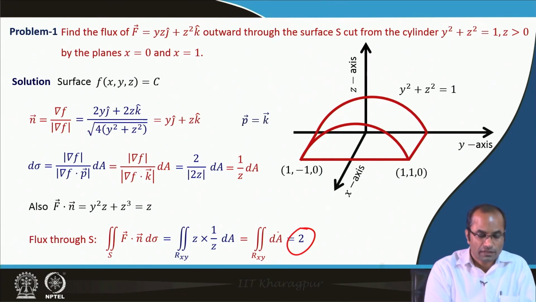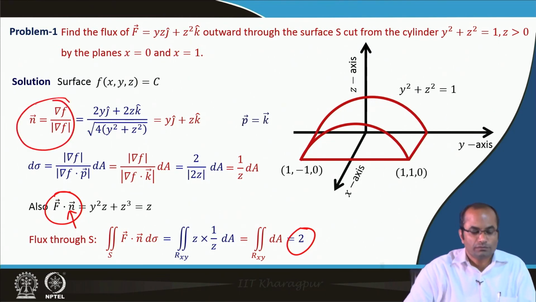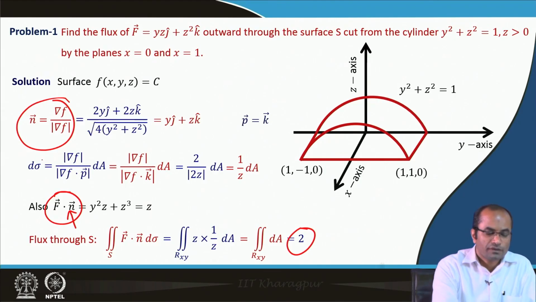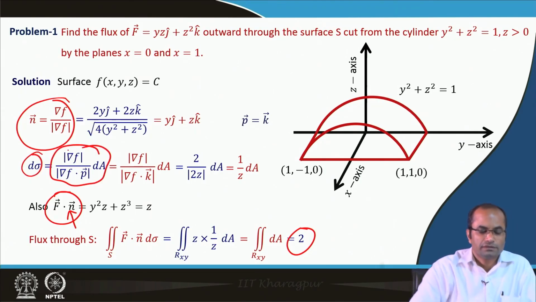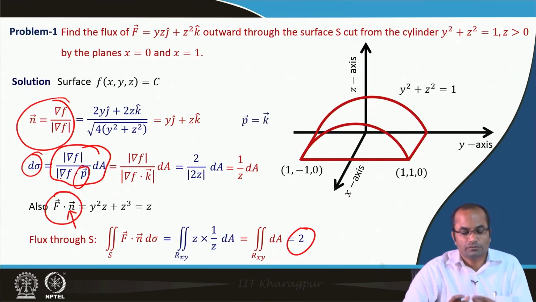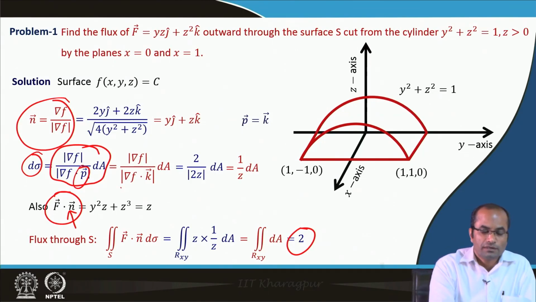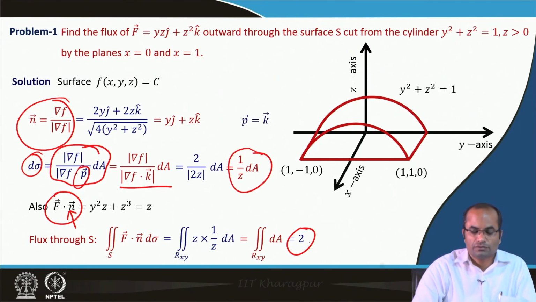So, it is clear we need to compute this f dot n. For that we need n, which can be computed from the given equation of the surface. We need this differential element, which is standard, we have done in the last lecture as well, again with the help of f and this p, which depends on which coordinate plane we have considered for the projection, and then this is 1 over z dA. So, the value of this flux is 2.